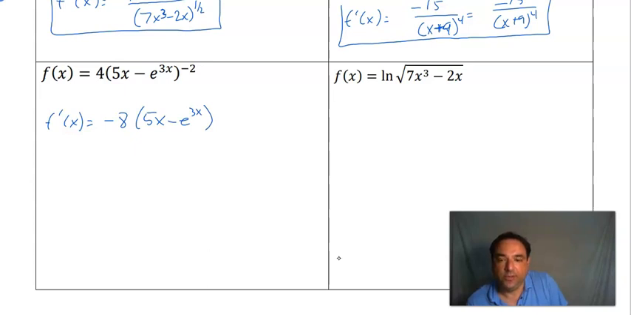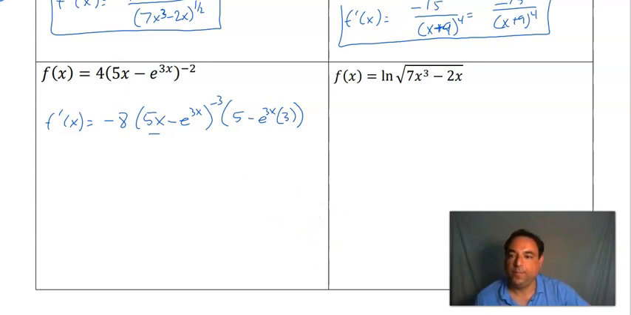Negative 2 minus 1 is negative 3, times the derivative of the inside. The derivative of 5x is 5. The derivative of negative e to the 3x, step 1, rewrite it, minus e to the 3x times the derivative of the inside, or derivative of the exponent, 3x is 3, close parenthesis. So we have negative 8 times 5x minus e to the 3x raised to the negative 3 times 5 minus e to the 3x times 3.